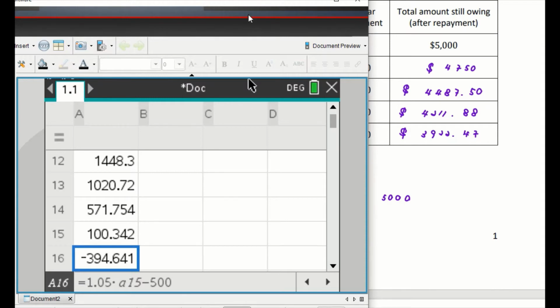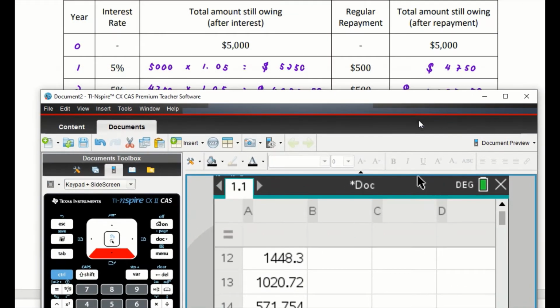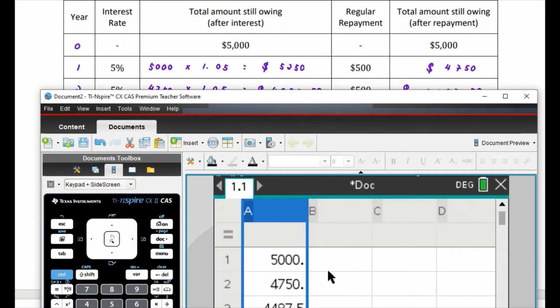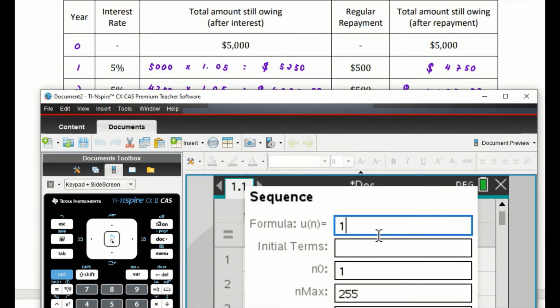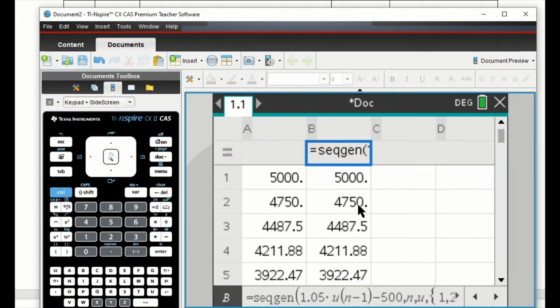Alright, so that's the first method. The second one, of course, is to generate the sequence in our calculator. Menu, data, generate sequence: 1.05 multiply U(n-1), then minus 500. Initial term 5,000, then you just tap everything and press OK, and you will see you get exactly the same sequence as well. So that's the second method.